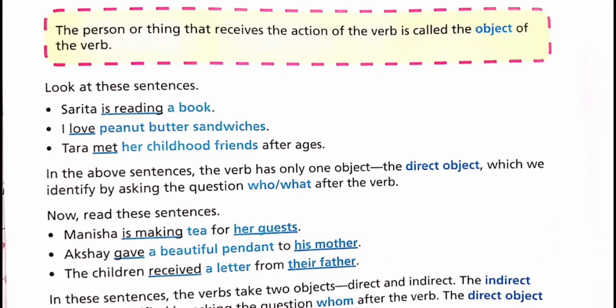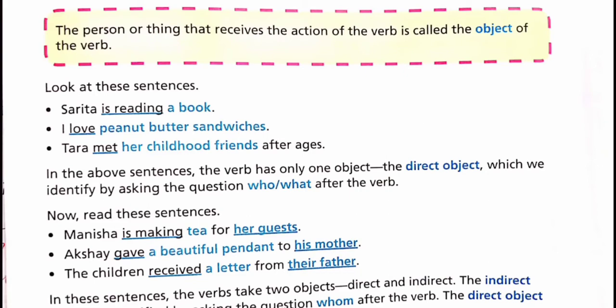The person or thing that receives the action of the verb is called the object of the verb. Example: Sarida is reading a book. I love peanut butter sandwiches. Tara met her childhood friends after ages. In these sentences, the verb has only one object, the direct object, which we identify by asking the question who or what after the verb.